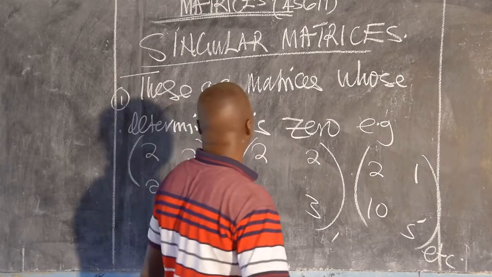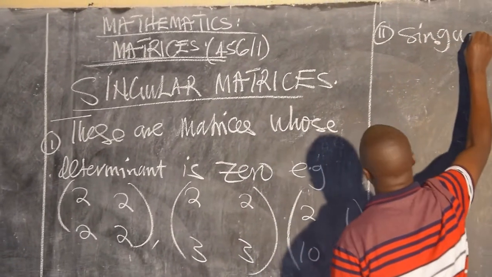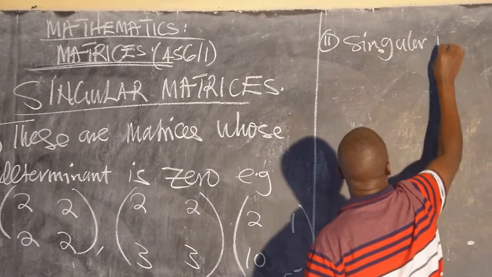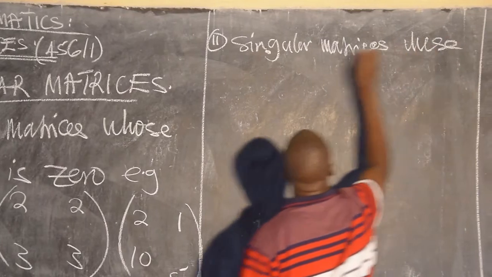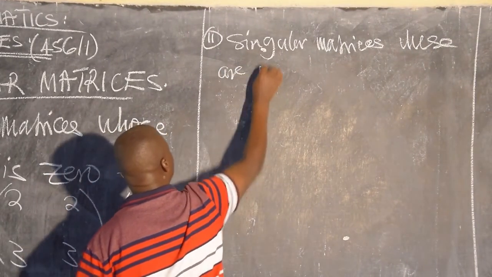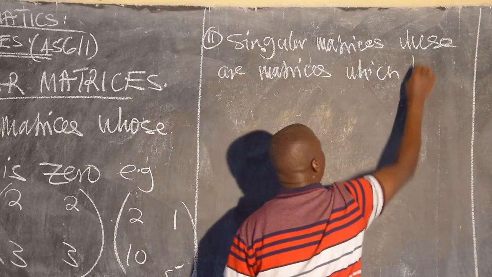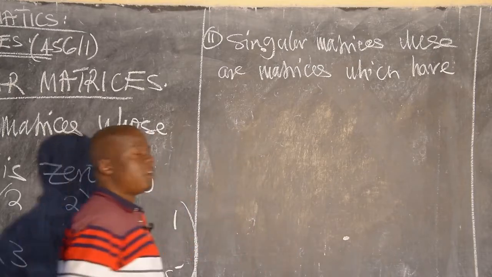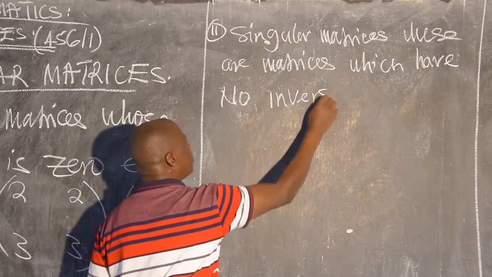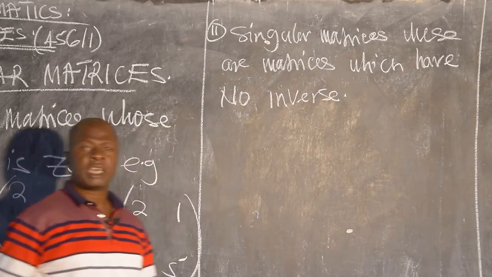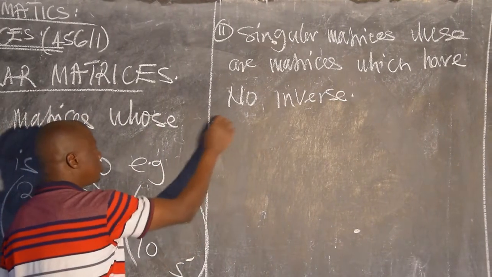We can also say singular matrices are matrices which have no inverse. Their inverse is infinity. Let us look at an example here.